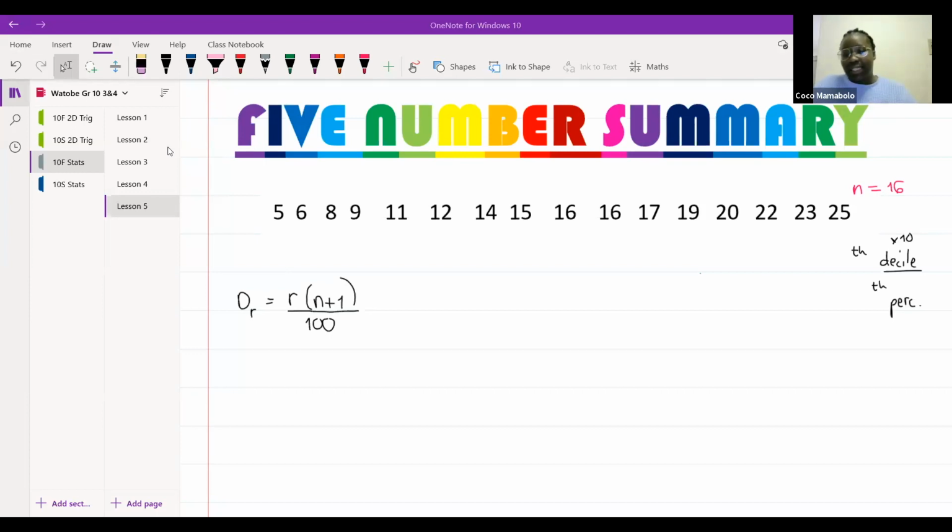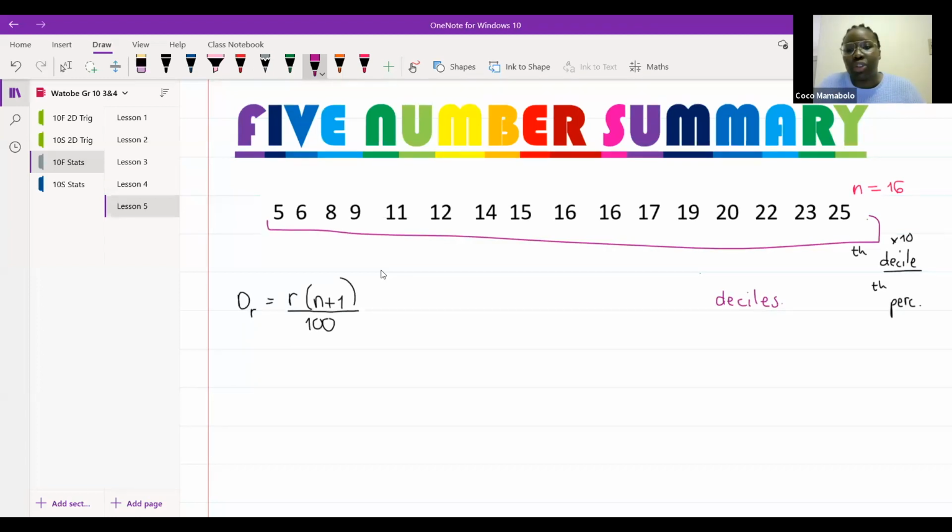Okay. Let's take this a step at a time. Give me a thumbs up in the chat if you agree with me. If I'm looking to break something up into deciles, I would break my information up into tens. Deciles, because tens means deciles, right? Give me a thumbs up if this makes sense.